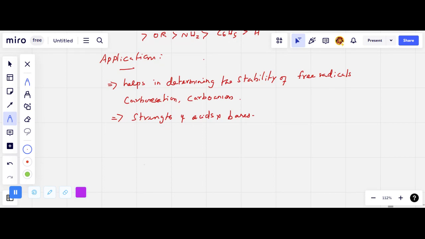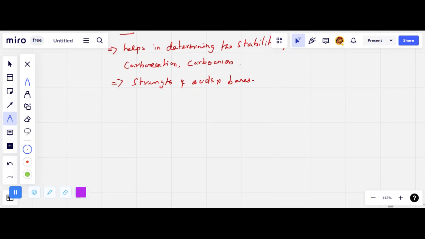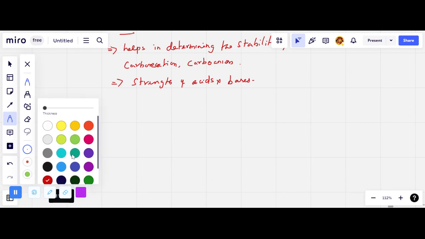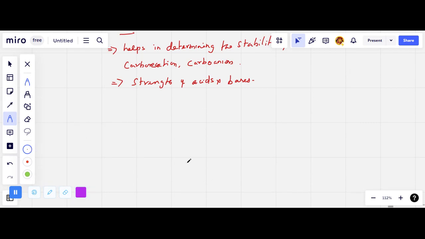pK values. ஸோ அது வந்து ஆக்சுவலாக நீங்கள் ஈக்லிபிரியம் லெசனில் படிப்பீங்க. How it will be useful: the strength of acids and bases. This is inductive effect. Okay, any doubt in this inductive effect? Any doubt for anyone?